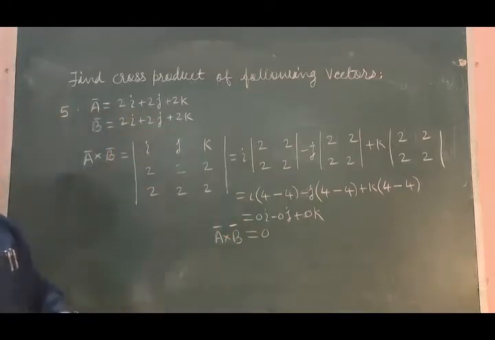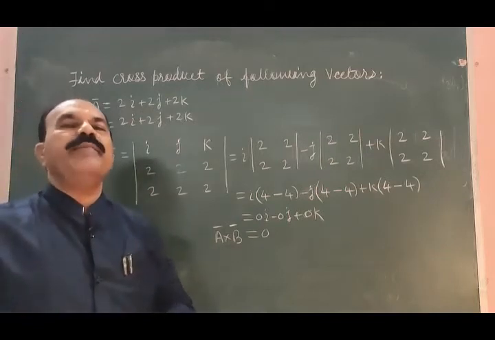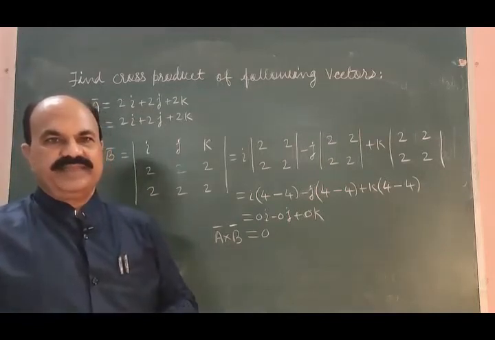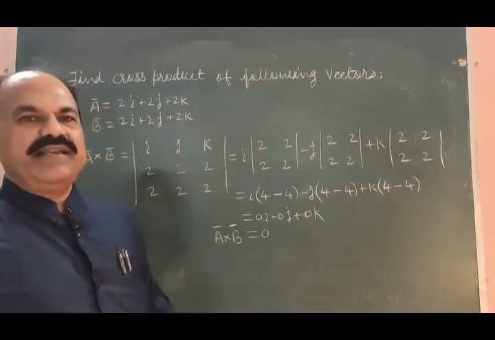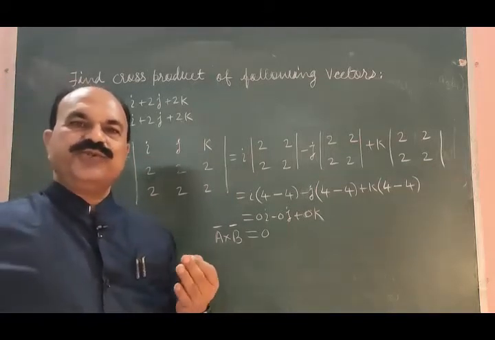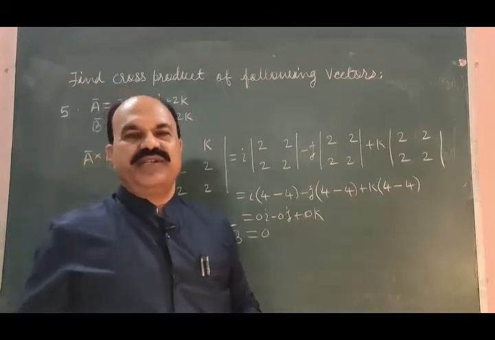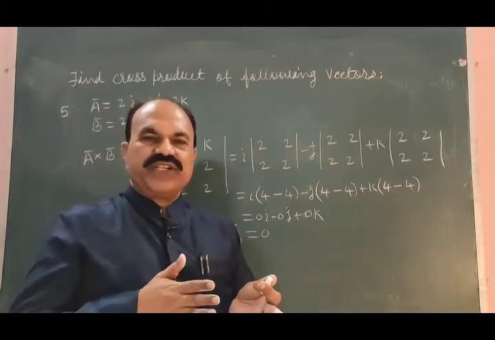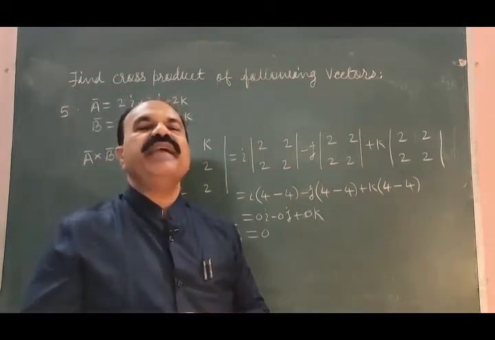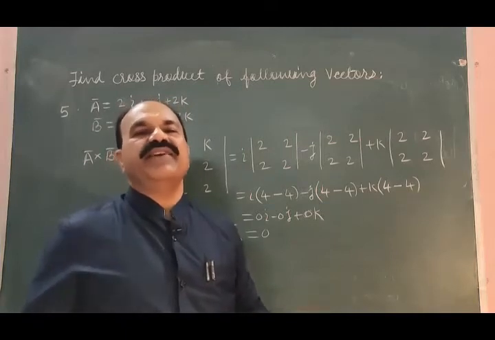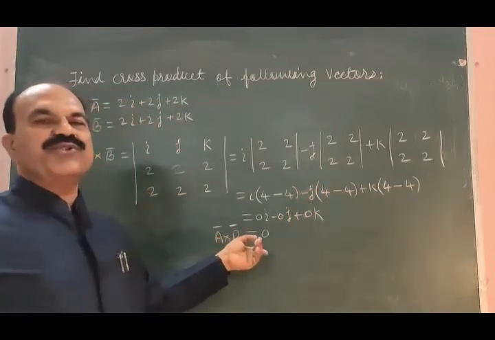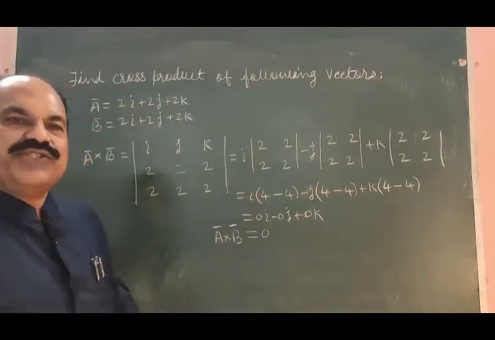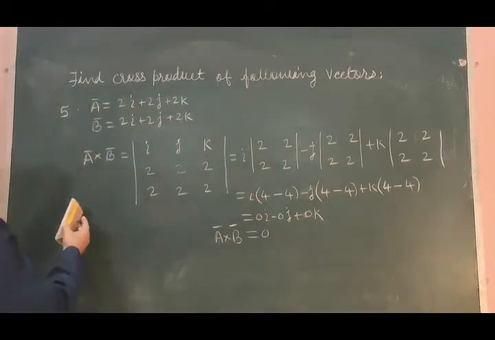Vector A and vector B are the same, overlapping on each other. A is 2i plus 2j plus 2k. B is also 2i plus 2j plus 2k. These two vectors are the same, overlapping on each other, or parallel vectors. And the cross product of parallel vectors is 0. So we got this answer 0.